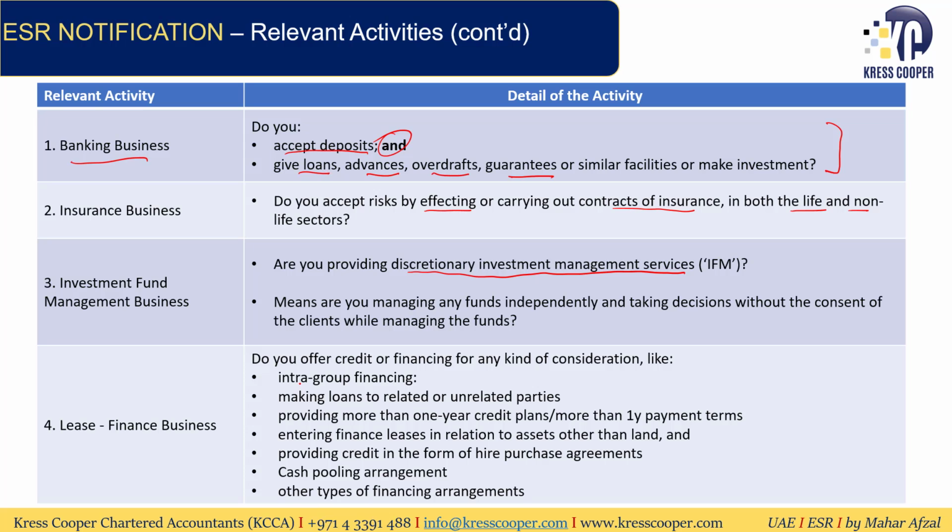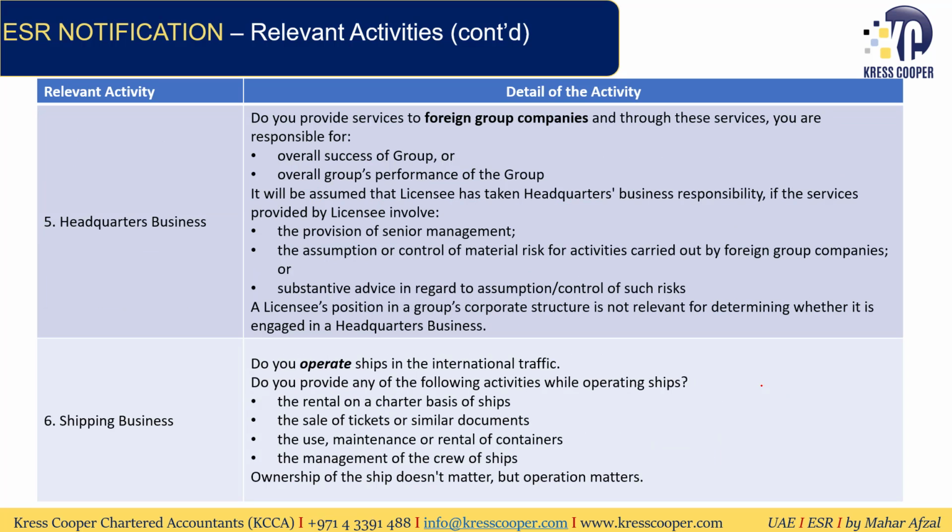If the licensee is giving intra-group financing, making loans to related parties and unrelated parties, giving usually credit for a period of more than 1 year, entering into a finance lease other than for land, providing in the form of a hire purchase agreement, has a cash pooling arrangement, or any other type of financing arrangement against which the licensee is getting consideration, then it will be considered that the licensee is carrying out finance and leasing business.